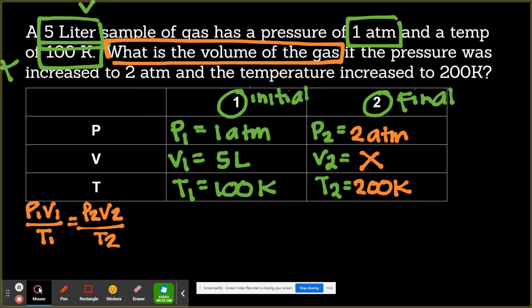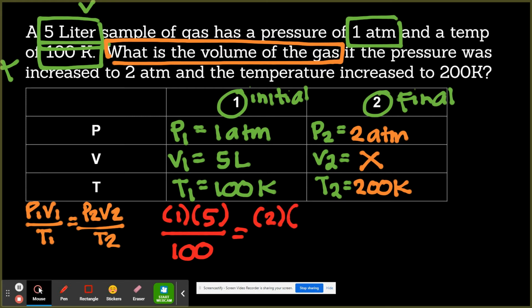So P1 is 1. So I'm going to change that P1 to 1. Substitute 1, multiplied by V1 is 5, over T1, which is 100, equals P2 is 2, V2 is X, over T2 is 200. Okay, all right.